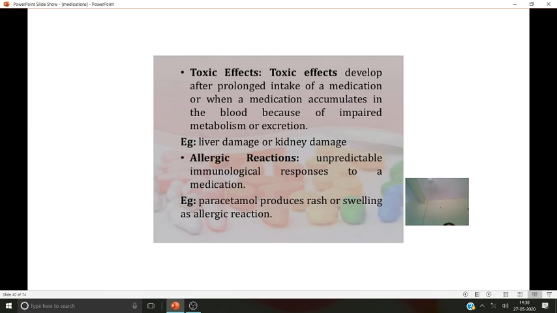Then some toxic effects also can be seen while taking the drugs. For some drugs, we can see the toxic effects. These toxic effects develop after prolonged intake of medication or when medication accumulates in the blood because of impaired metabolism or excretion. That is the toxic effects.